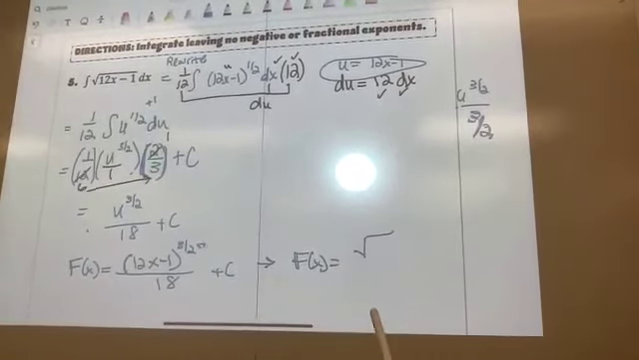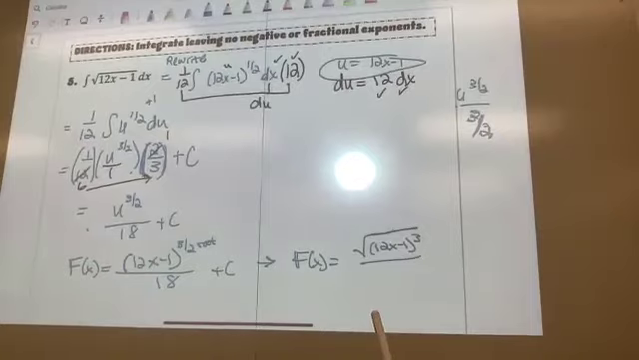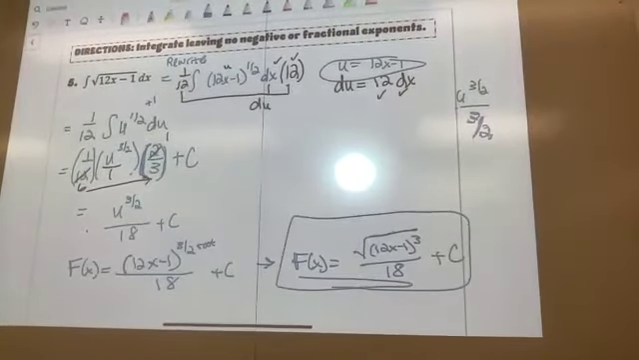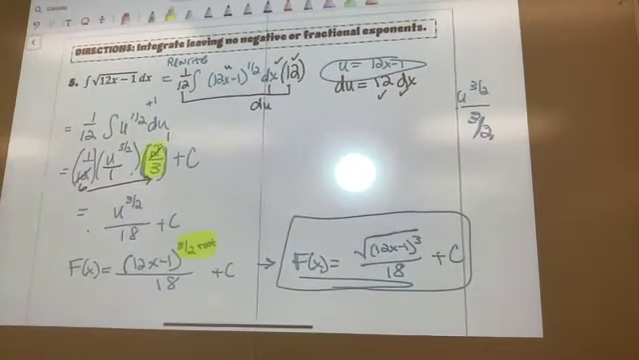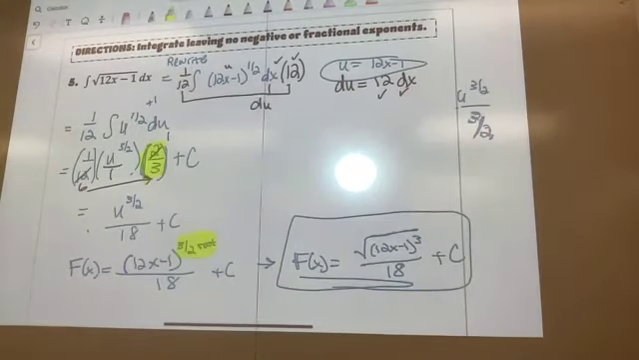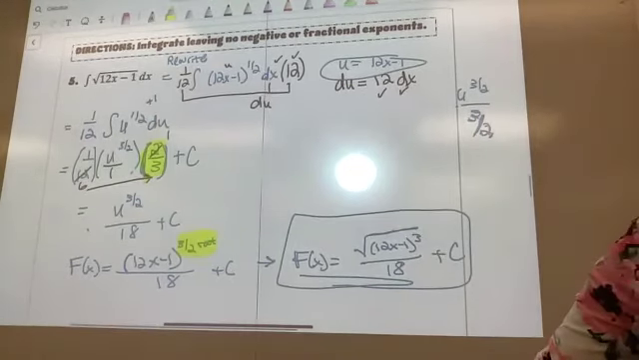Yeah, power over root. So it's the square root of the 12x minus 1 cubed all over 18 plus c. Okay, so the two algebra things here, I want to make sure you're good with going from fractional powers to radicals and multiplying by the reciprocal with those complex fractions, okay? All right, let's go to number 6.